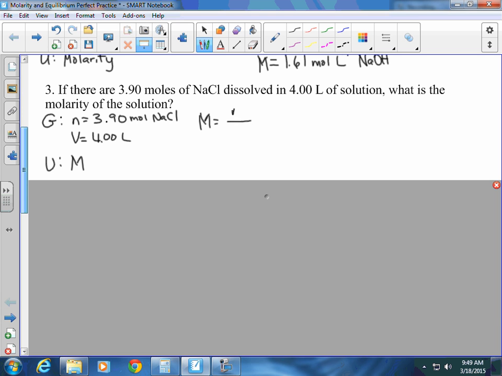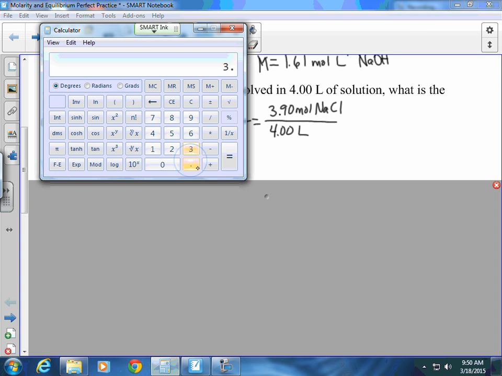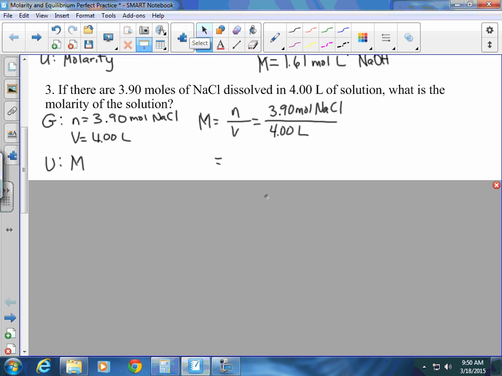Molarity is equal to number of moles over volume. The number of moles, 3.90 moles of NaCl. Volume, 4 liters. Once again, going to our calculator, 3.9 divided by 4, we get 0.975. 3 sig figs in my answer, so I'm good to go. 0.975. And once again, the units, moles per liter NaCl.